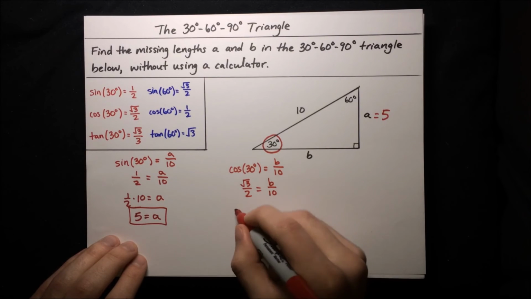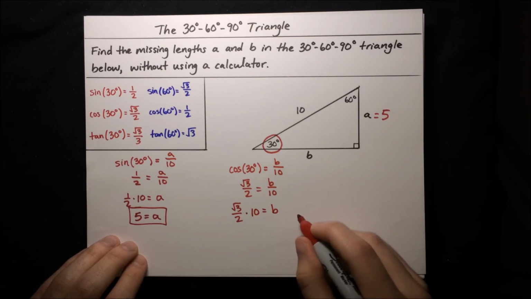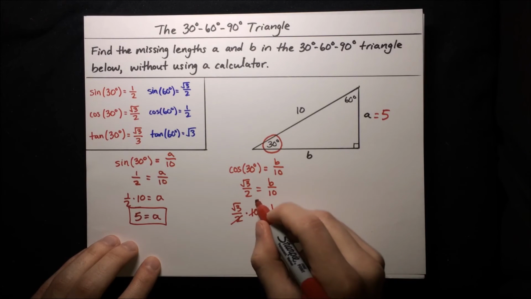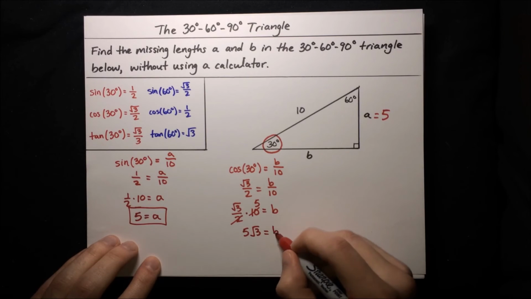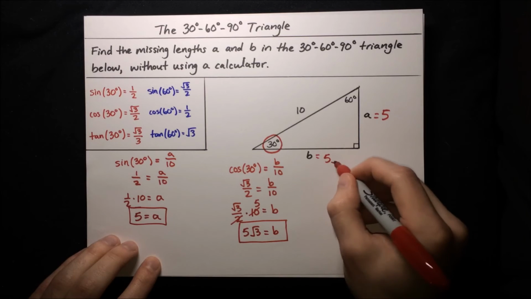And again, we can just multiply. Root 3 over 2 times 10 is equal to B. And now we just simplify a bit. So 10 cancels with that 2, becomes a 5. So 5 root 3 is what B is. So there we go. B is just 5 root 3.